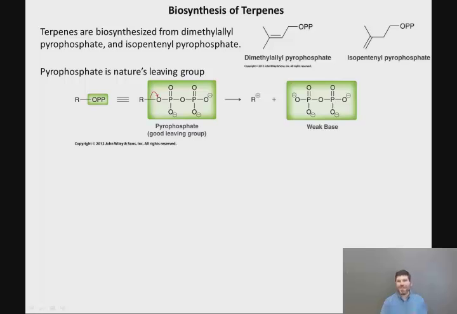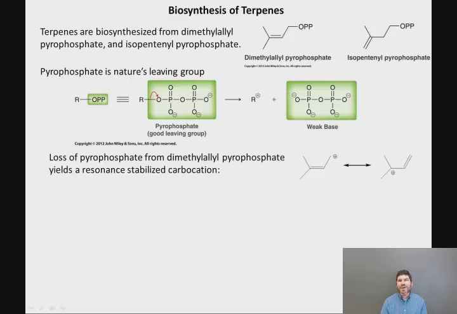You've already met pyrophosphate in the context of some reactions of ATP. So it has two phosphoruses linked with an anhydride oxygen. And if you think about cleaving the carbon-oxygen bond, putting the electrons onto the oxygen, you end up with the pyrophosphate anion, which is a very weak base. Therefore, pyrophosphate is a good leaving group. So cleaving this bond in this manner will leave a positive charge on the carbon. So this takes us back into the chemistry of carbocations.